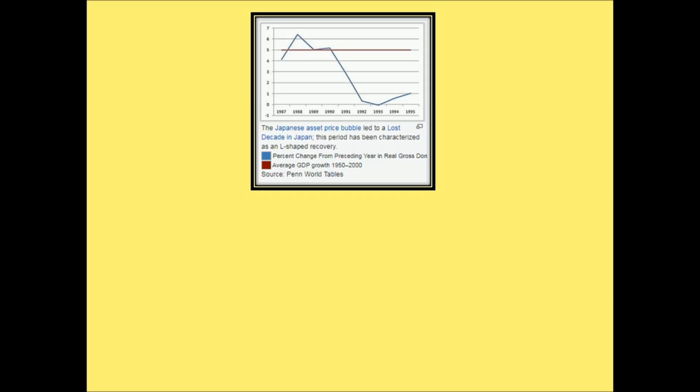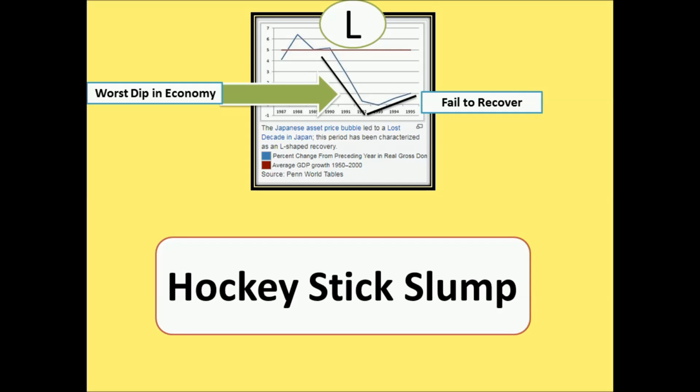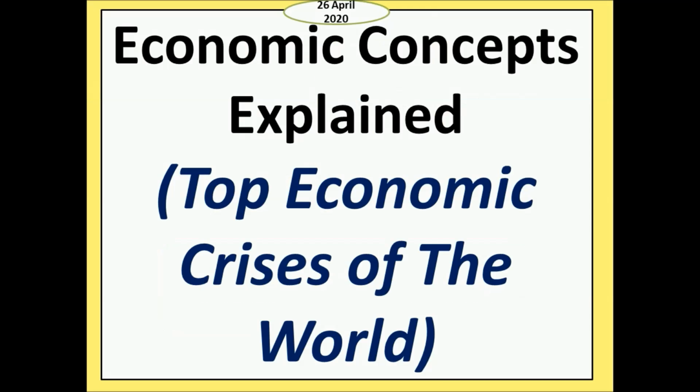Next is L. L is the worst phase. There is a fall, yes. This is the worst dip in the economy. Straight away, like a V shape, there is a dip. Unlike V-shape, it's not recovering. There is a slight increase, that's all. It failed to recover. This is L-shape. This is otherwise called a hockey stick slump.